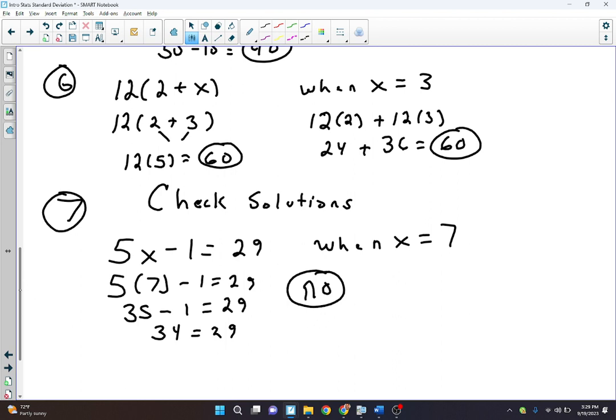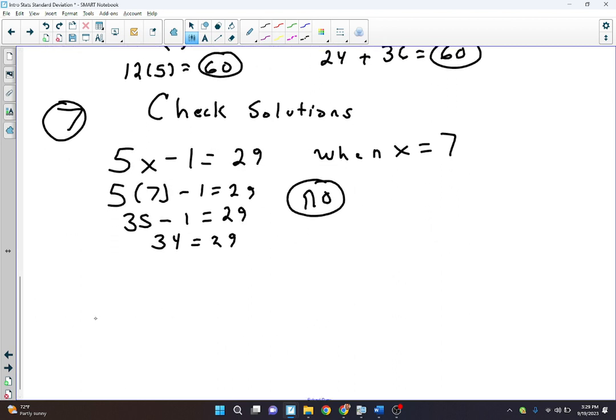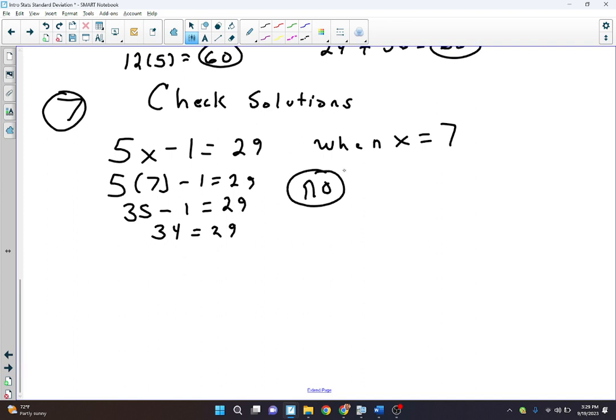Wait, but there's no semicolon. I'm just writing when x equals 7 instead of the semicolon. Could you write a text solution on the test? Say that one more time. Like on the test, could you write a text solution? Yeah, it says in the instructions, check the solutions. So you know what section we're talking about.